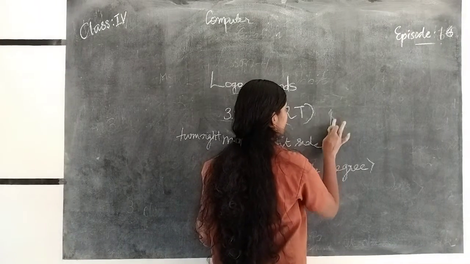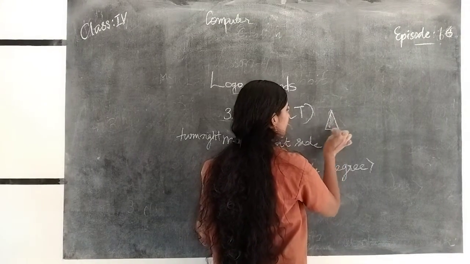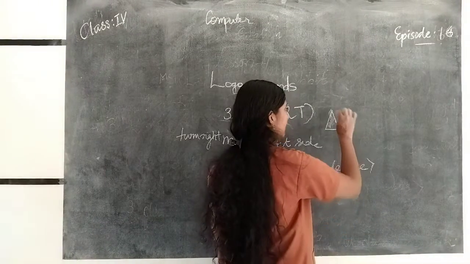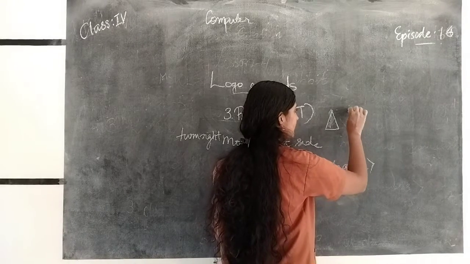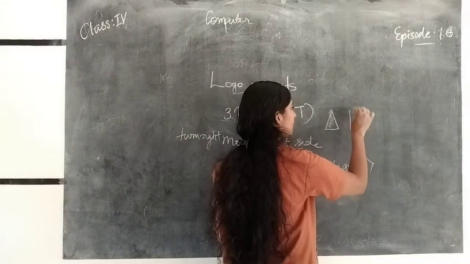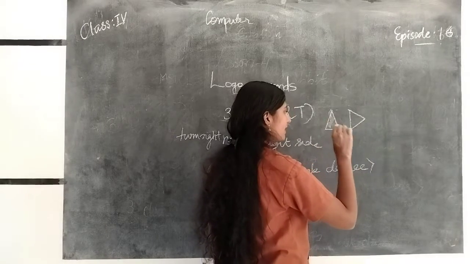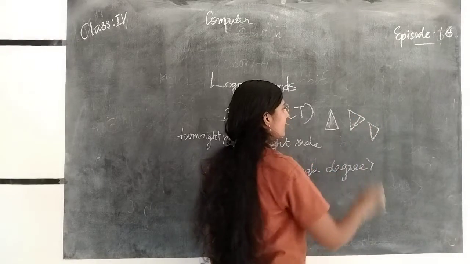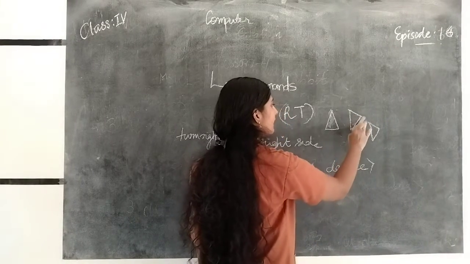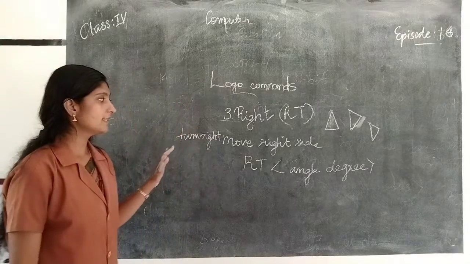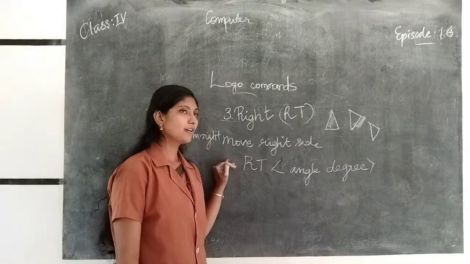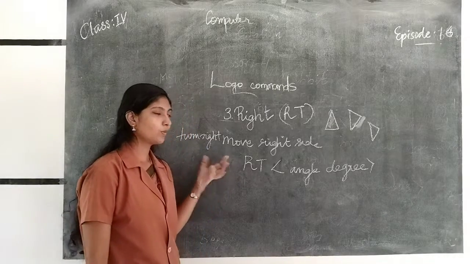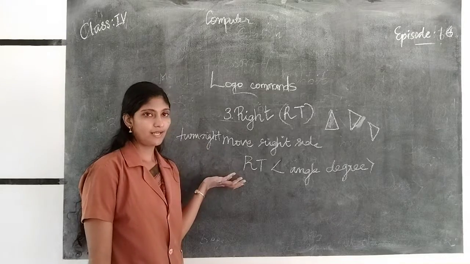So here is the original turtle. According to the syntax, RT 45 degree means the turtle changes its direction by 45 degrees. If it is 90 degrees, then it automatically changes by 90 degrees. Right? That means the turtle turns to the right side with an angle of 45 or 90 or 180, whatever the angle, it turns to the right side.